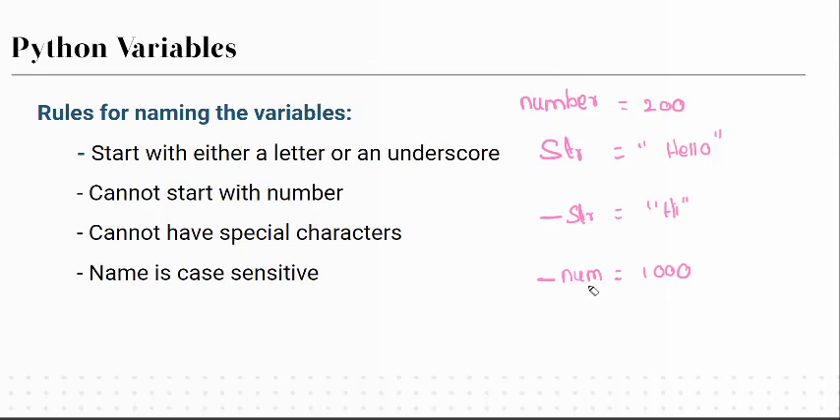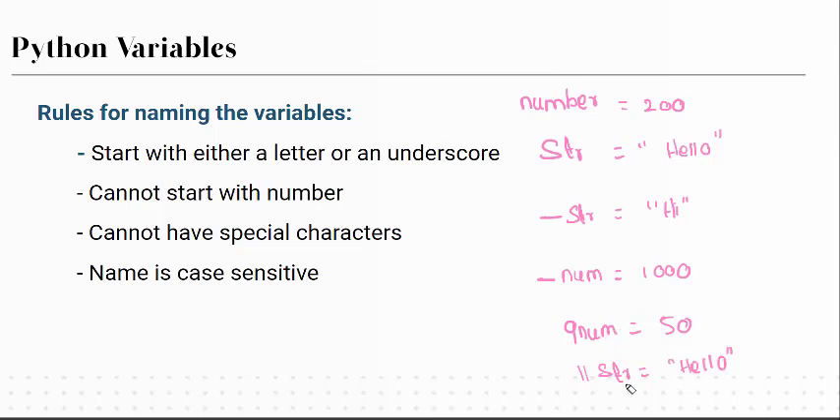Python allows an underscore in a variable. If the variable starts with an underscore, it's a valid variable. So if the variable starts with either an underscore or a letter, it's a valid variable. The second rule is that the name of the variable cannot start with a number. For example, 9num assigned 50, and 11str equal to hello.